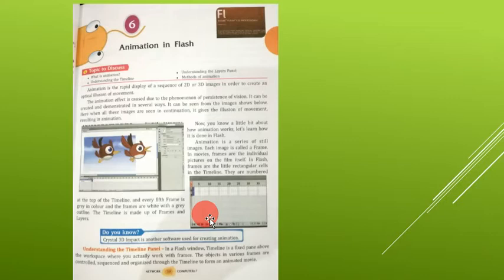Okay, so understanding the timeline panel. In the Flash window, the timeline is a fixed pane above the workspace. So above the workspace, right here. This is your workspace and above the workspace you will see this. The timeline is a fixed pane above the workspace where you actually work with frames. The objects in various frames are controlled, sequenced and organized through the timeline to form an animated movie. So we make a movie through the timeline to create an animated movie.